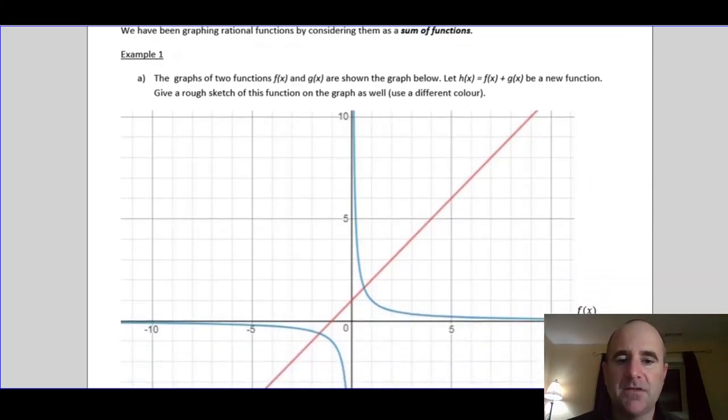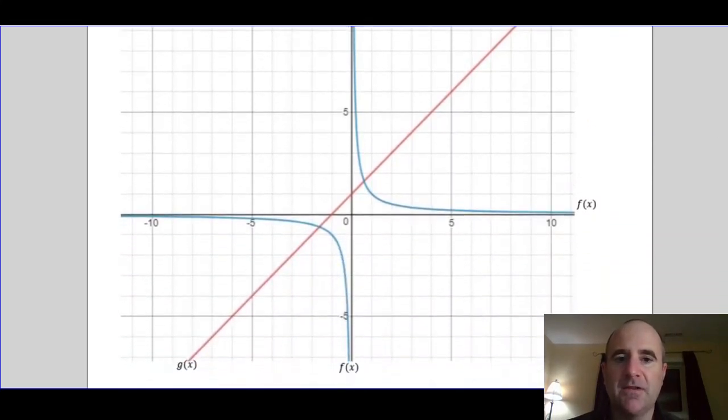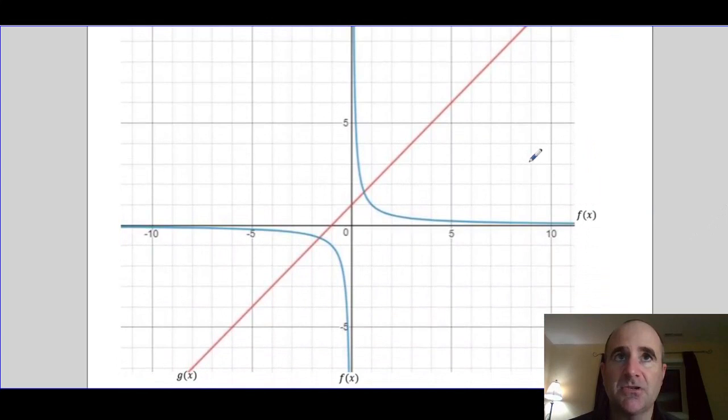So we have two graphs. I've just started this time with the two graphs. f of x, which on my screen is blue, and g of x, which is in red, and we're going to add them together. Now, in some ways, you don't need to make this any more complicated than it is.